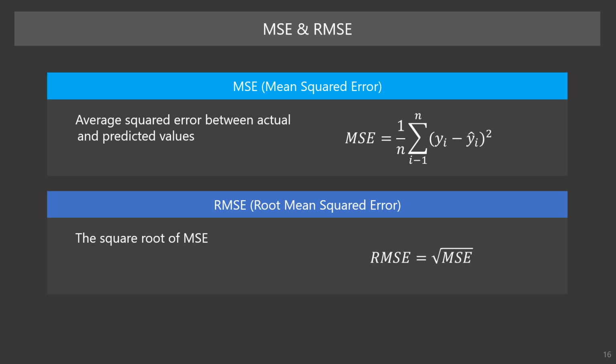A weakness of MSE is that it is a squared value, and thus it is hard to interpret. So, we can use the square root of MSE. It is called root mean squared error, RMSE for short. It is also a popularly used metric of a regression model performance.